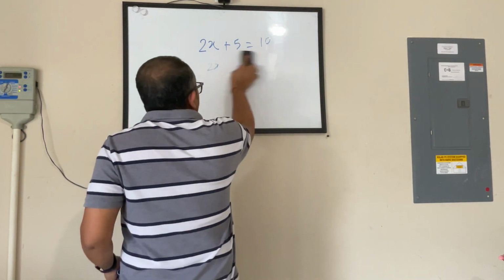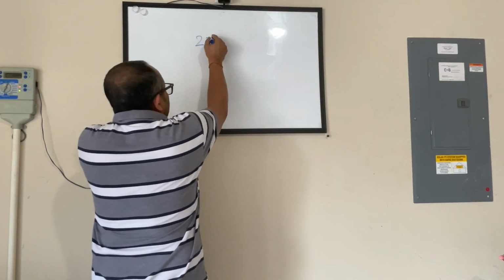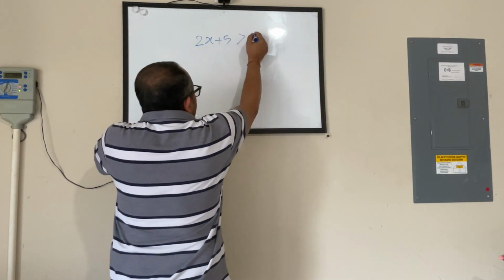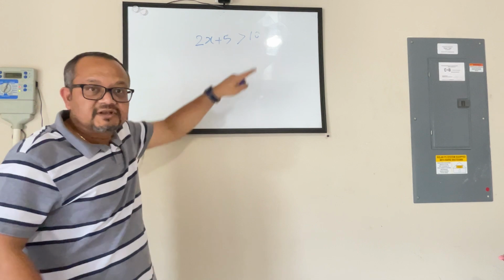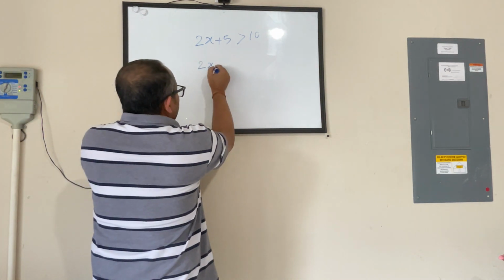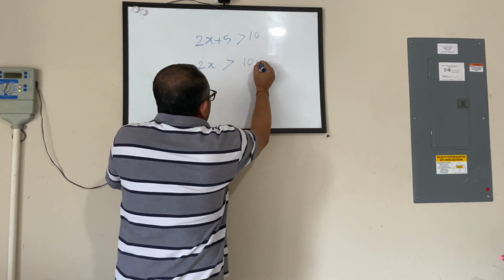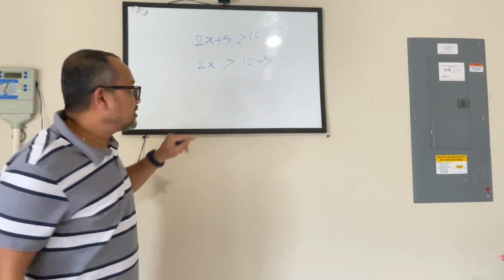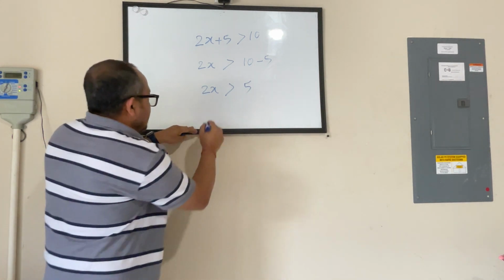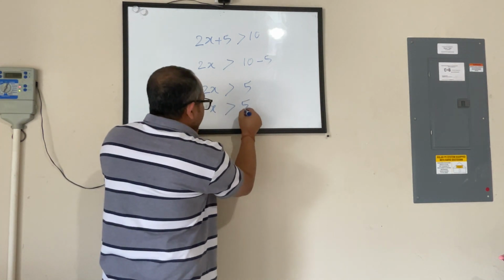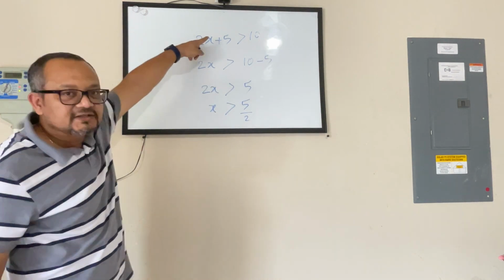Now we solved it for the equal to situation. Now let's look at inequalities. If I have 2x plus 5 is greater than 10, I will treat this like the equal to sign only. I will just go step by step. So 2x, I moved this. So 2x is greater than 5. That means x is greater than 5 by 2. I am literally treating this like the equal to sign. Just the meaning is different.